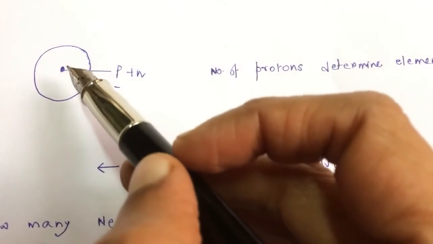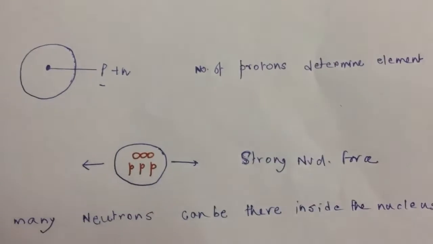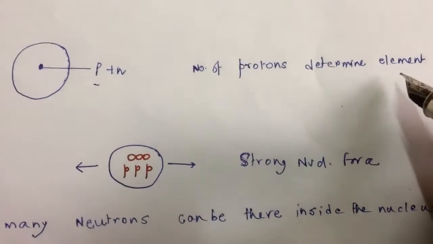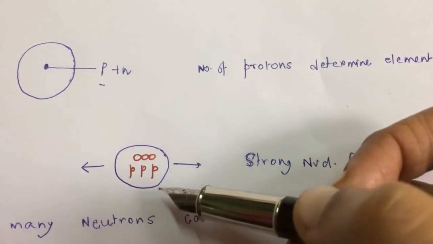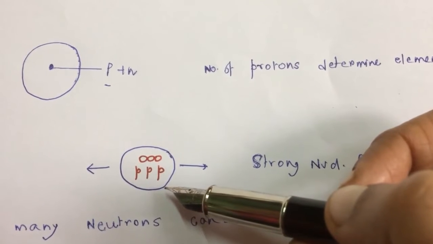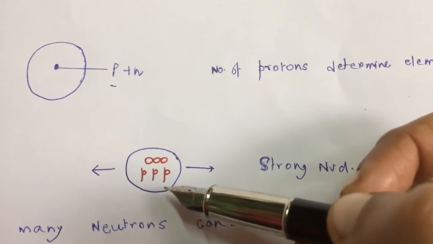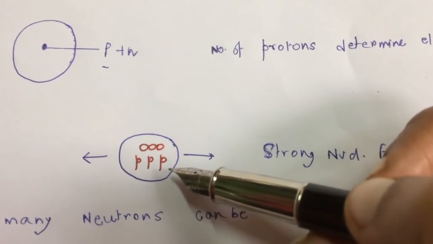Inside an atom there is a nucleus which contains protons and neutrons, and the number of protons will determine the nature of the element. Except hydrogen, there are neutrons inside the nucleus along with the protons. So inside the nucleus there are protons. These protons are positively charged.